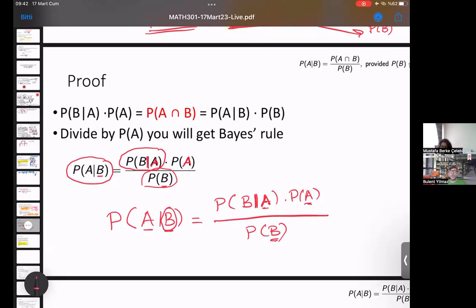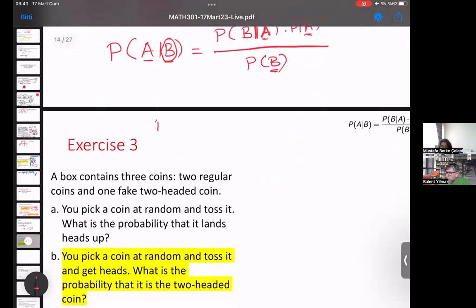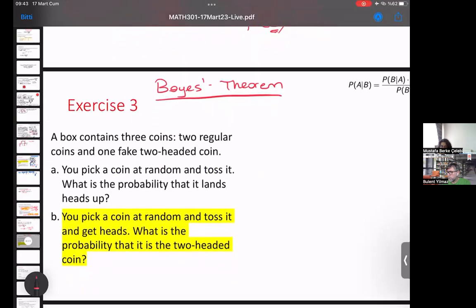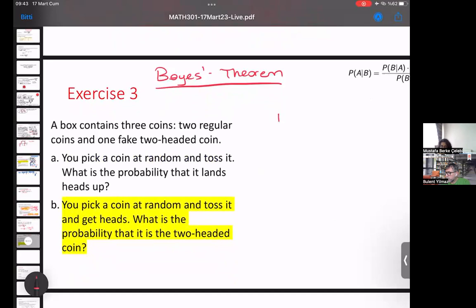Okay, we will use this formulation in the next part of our discussions today, and it will be mainly about Bayes' theorem. Okay, Bayes is a mathematician, and he came up with many ideas about probability and statistics. So we will be talking about Bayes' theorem as we go further, and we will use the same two regular coins and one fake coin example: heads, tails, heads, tails, and heads.